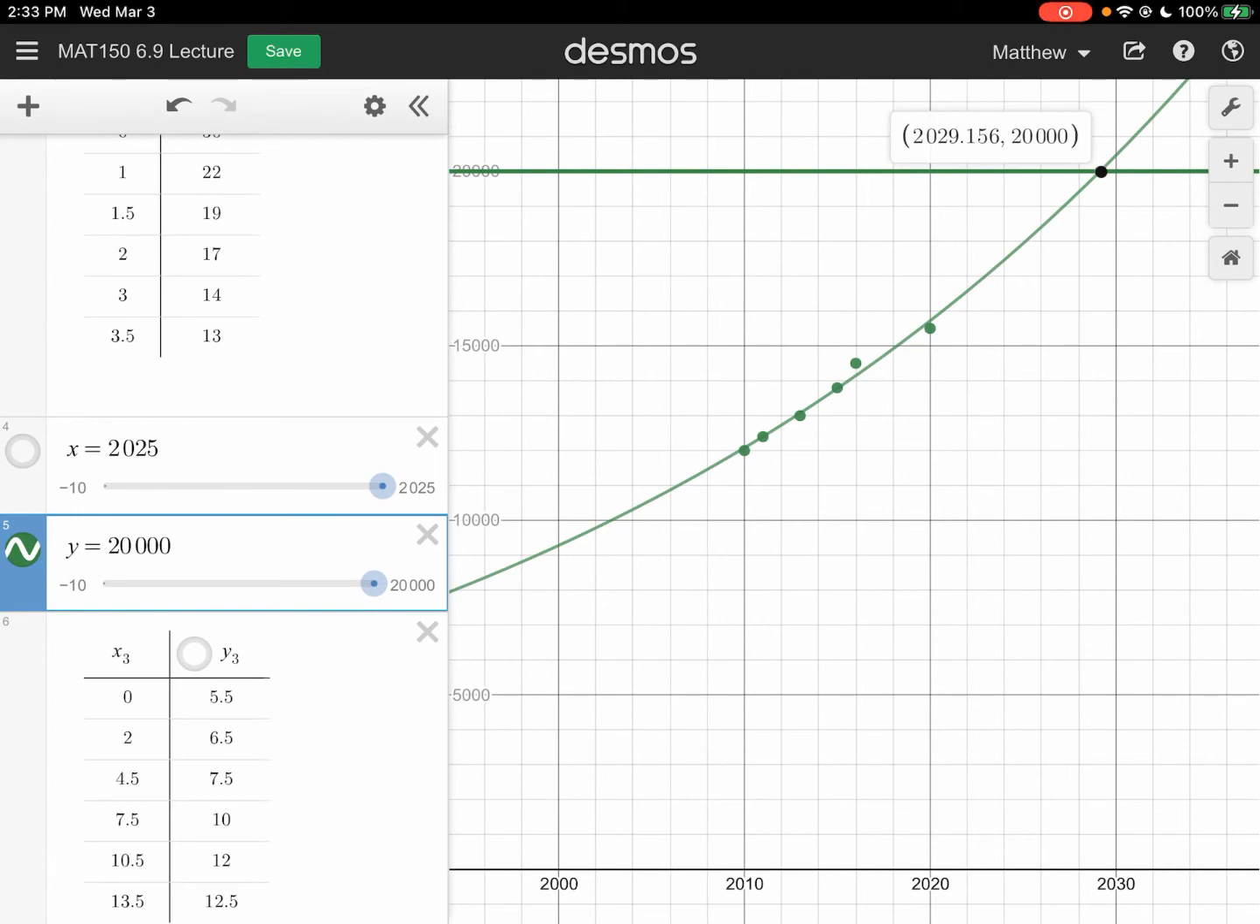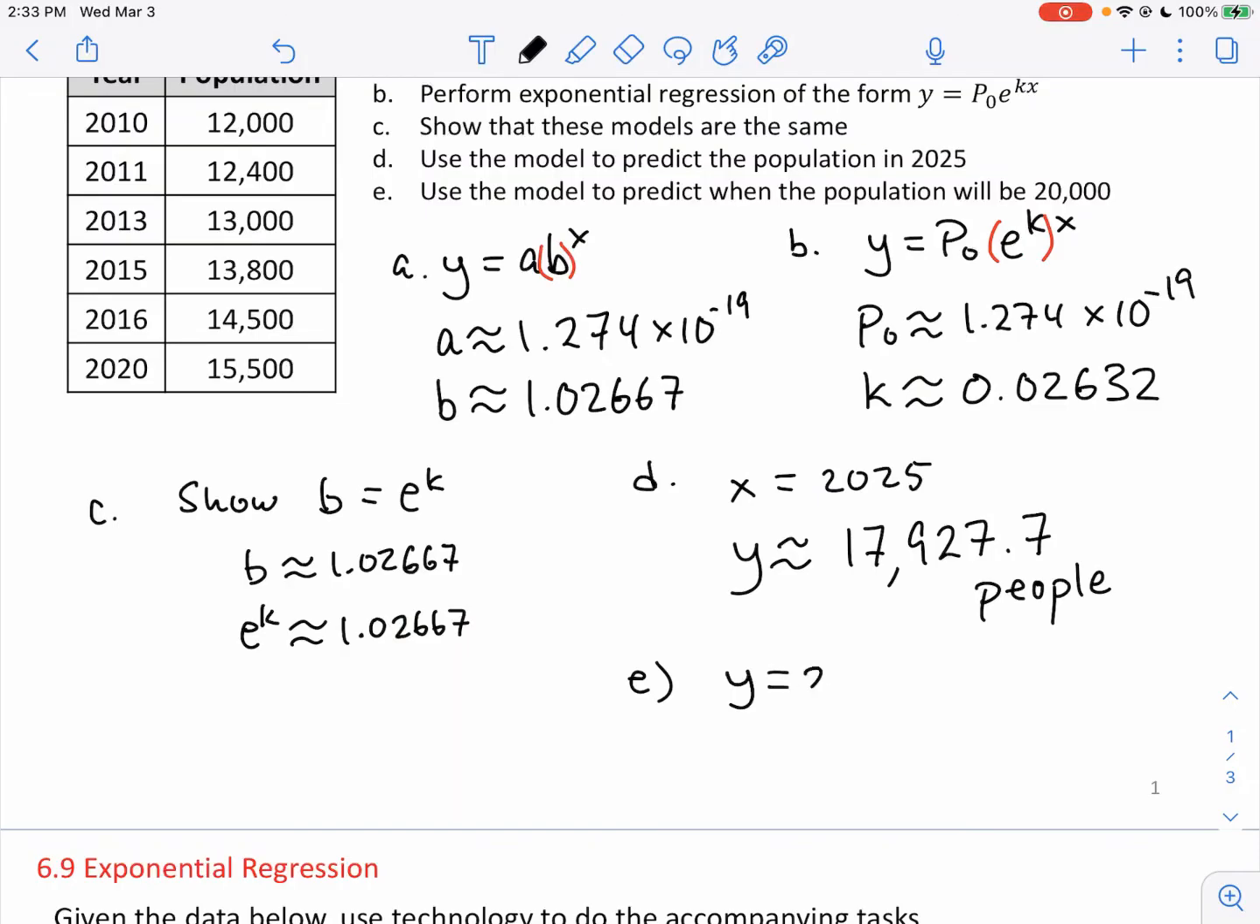And the horizontal line intersects the model, the curve, at an x-coordinate of 29.156. We said y was 20,000, and then we got that x was about the year 2029.156. And of course, we could convert this part here to try to predict what part of the year we're actually in, which month are we in, what day are we on, etc.